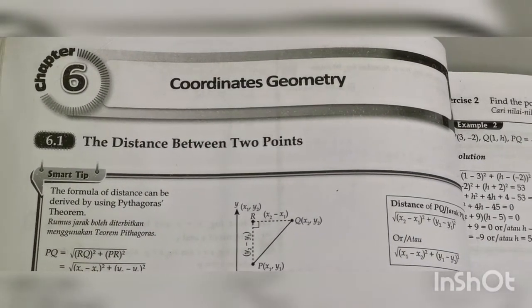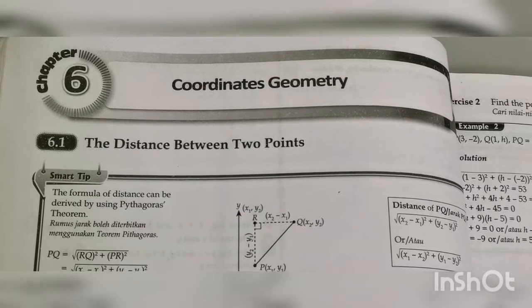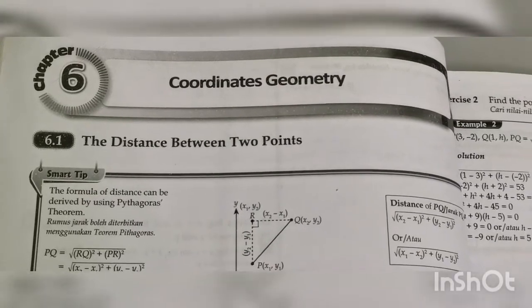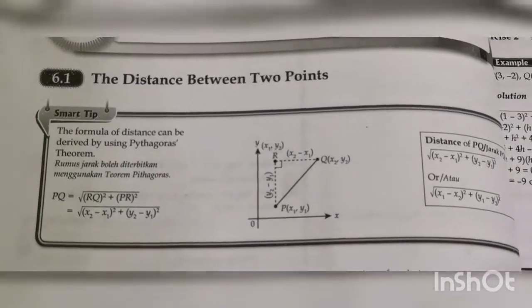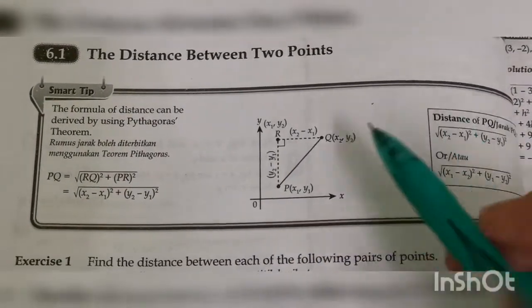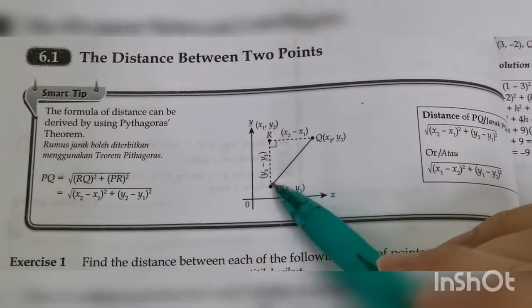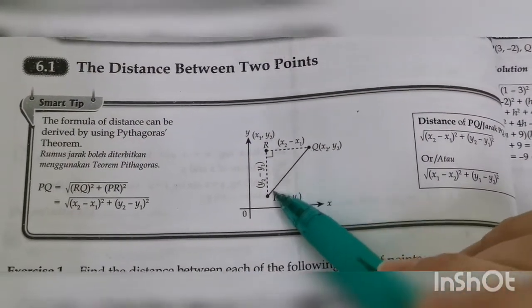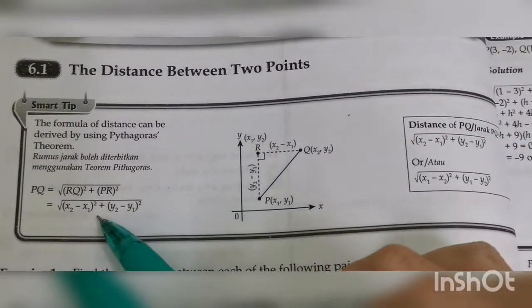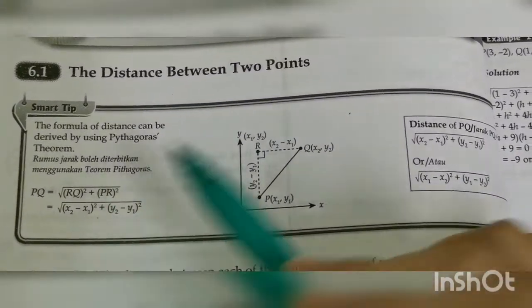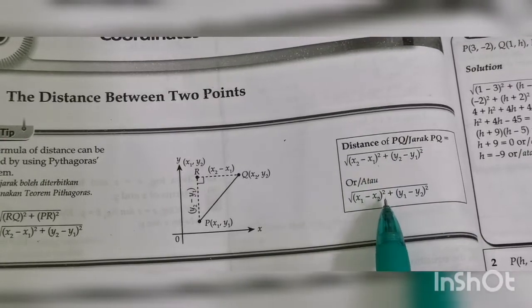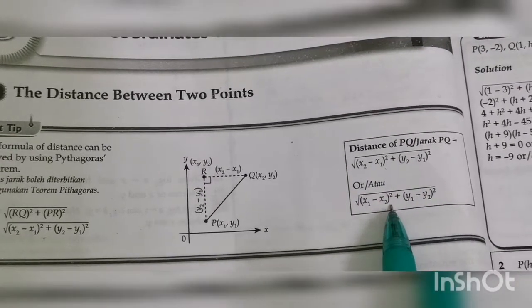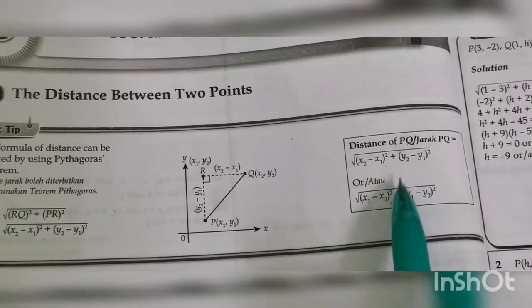Okay guys, today's new chapter is coordinate geometry. First, we learn about the distance between 2 points. For example, this one. The distance between the 2 points means they want us to find the distance here. We have a formula. They have two forms of the formula, one like this, another like this. But normally we use this one, and they are actually the same thing.